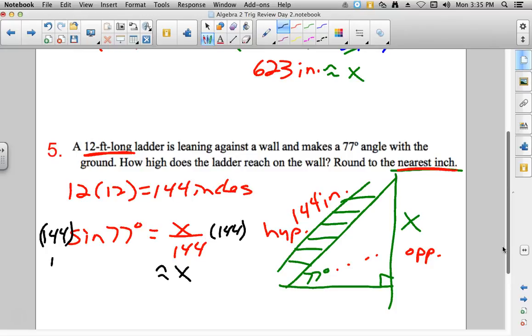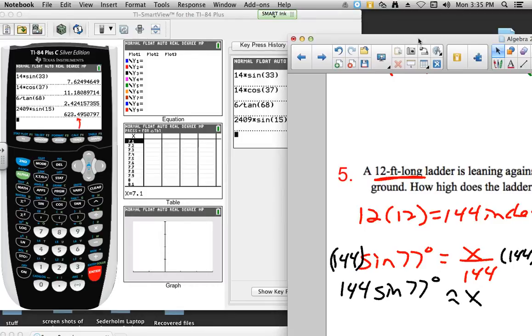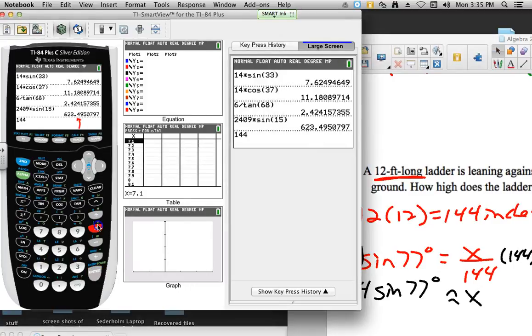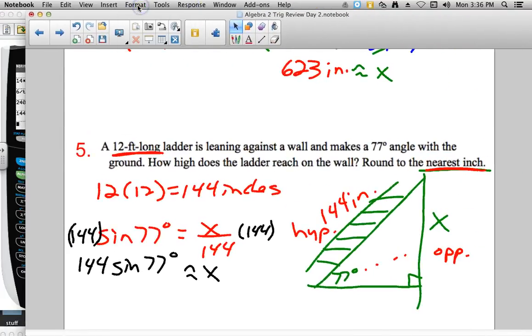And then we'll just go ahead and punch it in because, again, 77 degrees is not special. The special ones for our special right triangles are going to be 45, 30, and 60 degrees. So we need 144 times the sine of 77. And for this one, we wanted to round this to the nearest inch as well. So our tenths position there is a 3. We will round down, and that will be 140.